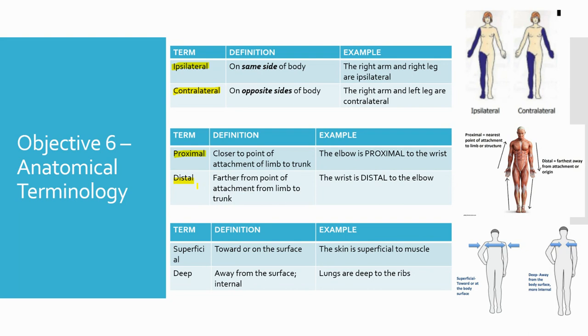So once again, they refer to the limbs, the arms and the legs, and it's based on whether they're closer to the point of attachment, either the shoulder or the hip, or if they're further away from those attachment points.